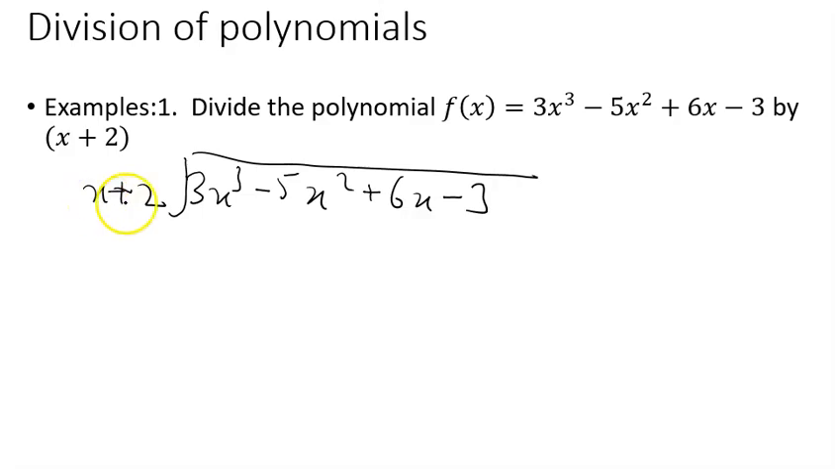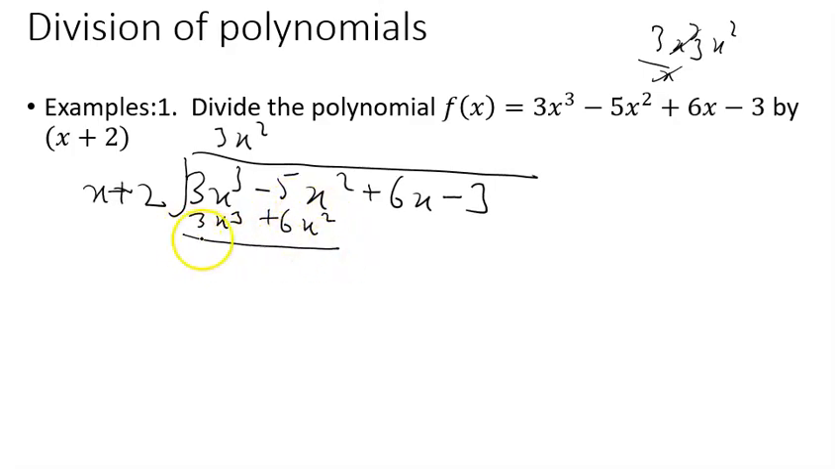So let's go. S goes into 3s cubed. 3s cubed divided by s. S will cancel this s, leaving another 2s. So you get 3s squared. Multiply this by the whole of this divisor. 3s squared times s is 3s cubed. 3s squared times 2 is plus 6s squared. And underline it. Subtract.